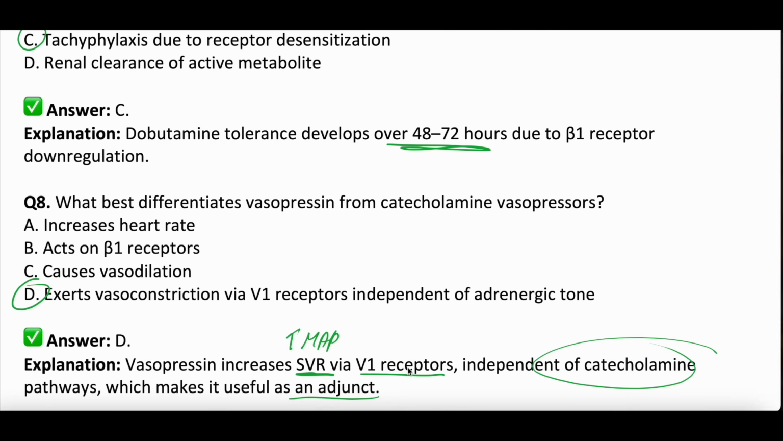Other options, A was it increases the heart rate. It does not have any beta-1 or adrenergic effects, so it does not increase the heart rate. B was it acts on beta-1 receptors, as we just said. It's not a catecholaminergic vasopressor. It does not act on alpha or beta receptors. And then C was it causes vasodilation. Just wrong. It causes vasoconstriction.